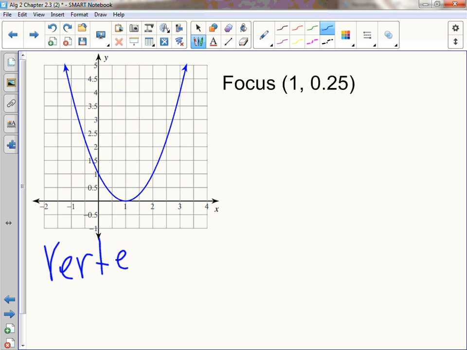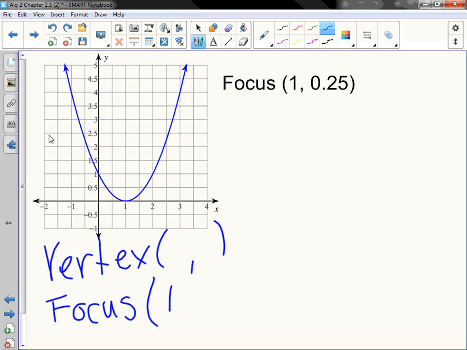Now here, the focus is what? One and 0.25. So this one here, they gave it to us because the focus would have been right here. You don't have to draw that in. I'm just kind of showing you this is where the focus would be on the graph. Now the vertex is 1, 0. It's this point right here.